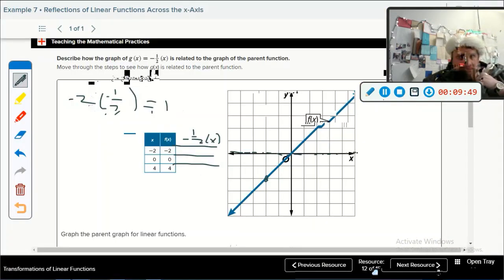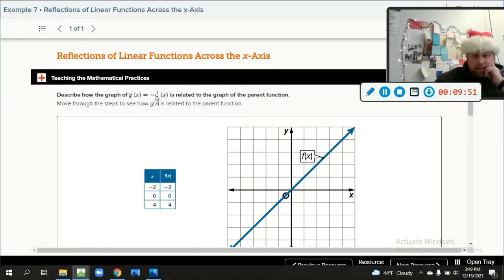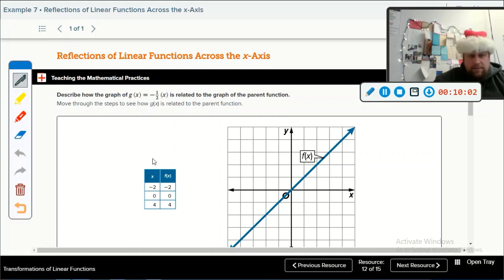So we're going to do reflections of a linear function across the x-axis. Because the negative is not grouped with the x, we have g of x equals negative 1/2 x. And right here, f of x equals x. That's what this table is, f of x equals x, because all the points are the same: negative 2, 0, 4. So to change this to negative 1/2 times that, right? That's negative 1/2 times that.